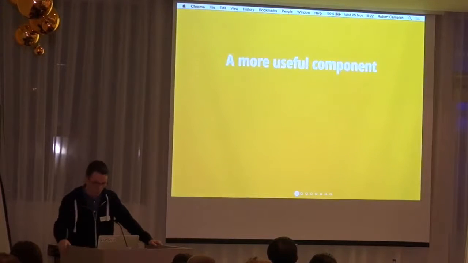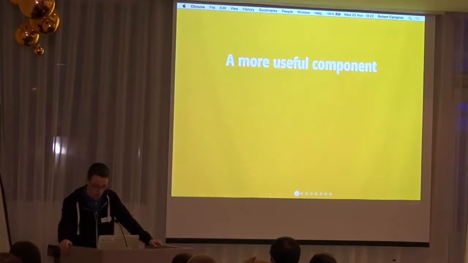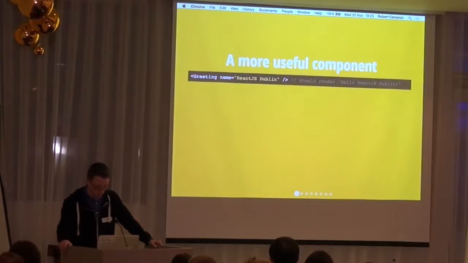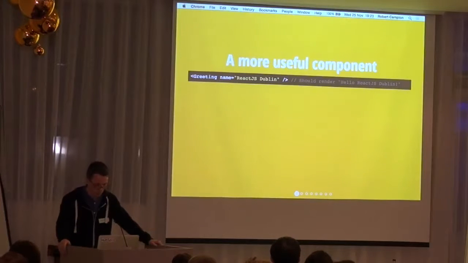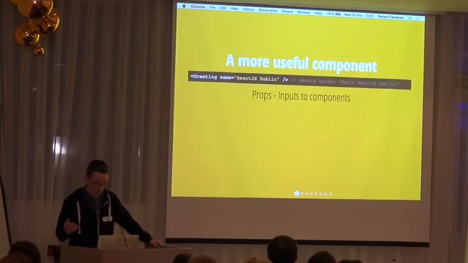So that last component wasn't anything special. It was just a static string. A more useful refactoring of that component might be to make it more generic and be able to greet anyone and allow us to specify a name. So if we were to use such a component, it might look like this. We have a generic greeting, and we can specify a name, what looks like an attribute. React refers to these as props rather than attributes, and these are the primary inputs into all your components.